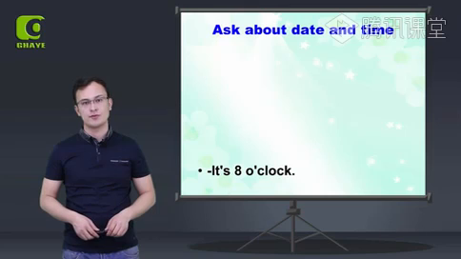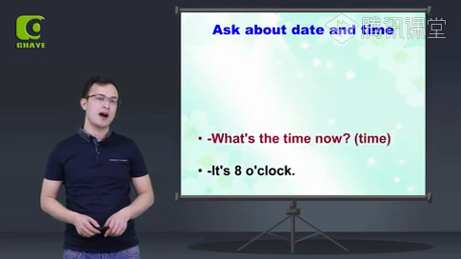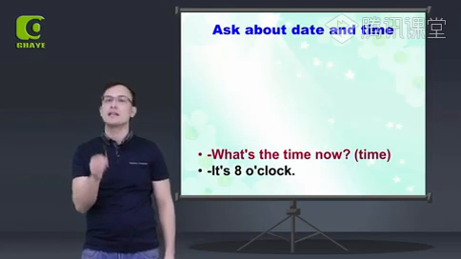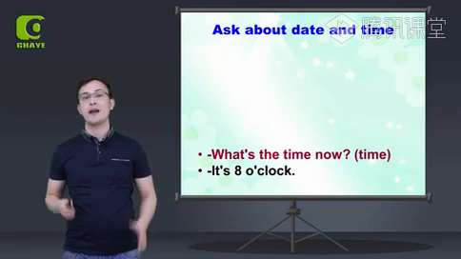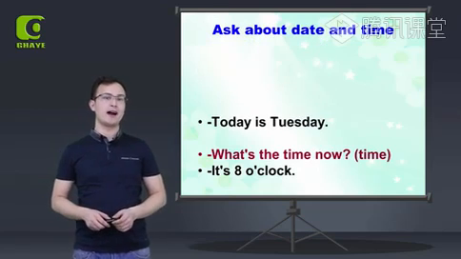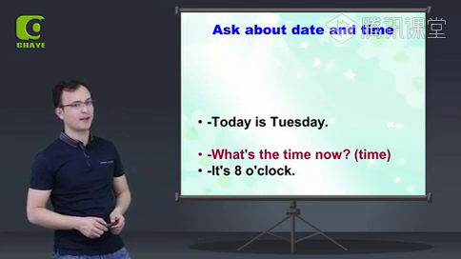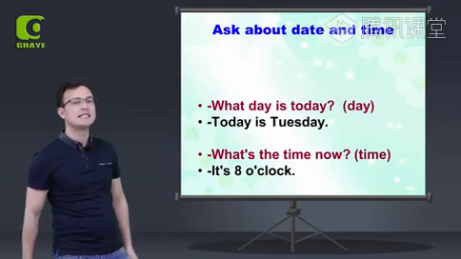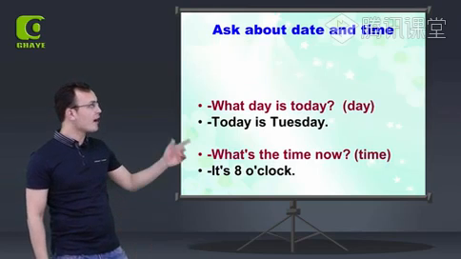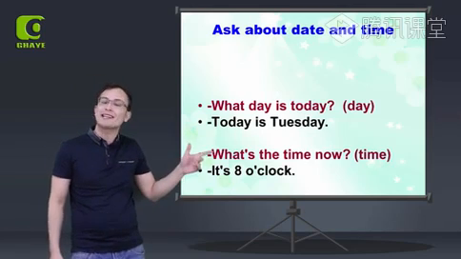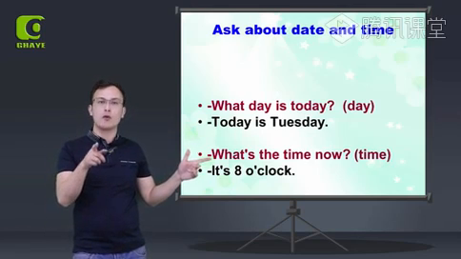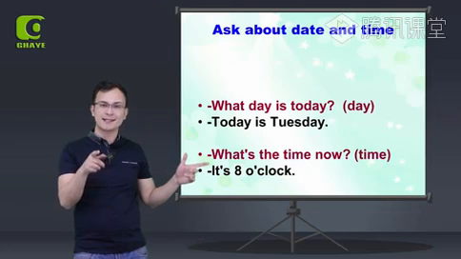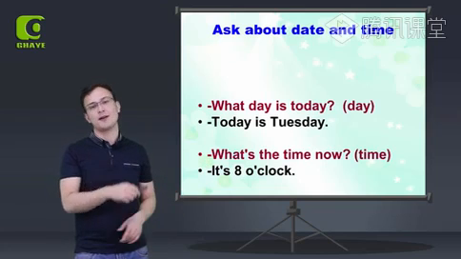So, ask about date and time. Mesela şu vaqtlarni so'raganda, mesela it's 8 o'clock. What is the time now? Saat necha bo'ldi degan deymiz. What is the time now? It's 8 o'clock. Today is a Tuesday. What date is today? Bugün qaysi kun? It's Tuesday, Wednesday, Thursday, Friday, Saturday, Sunday, Monday.